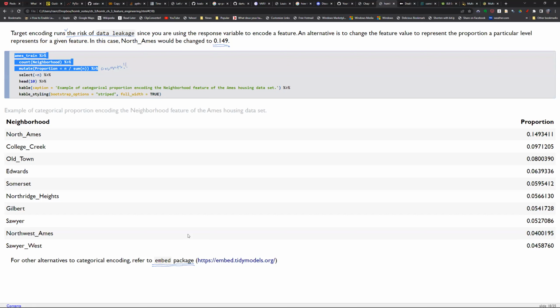But one of the things that you should be aware of is that if you're using target encoding, beware of the data leakage issues, because you're using that target, and also it's going to create a kind of correlation to that categorical variable, because you are using another feature. Okay, so basically that is it.